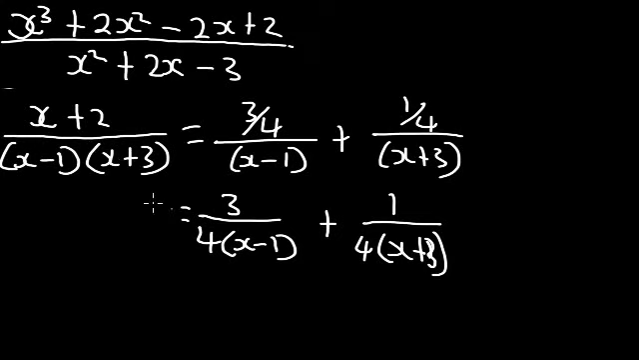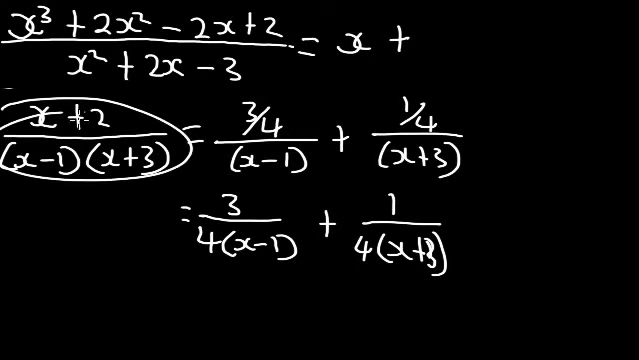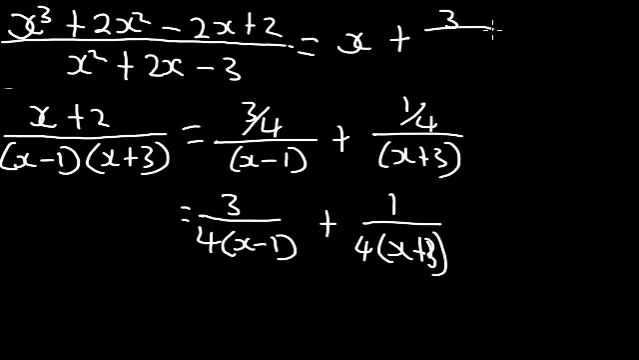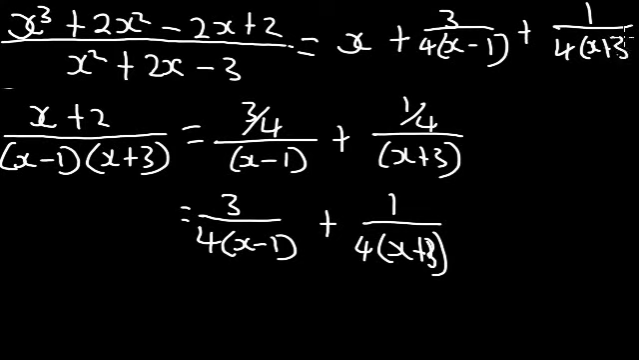So now I can write the final answer. Because this is not really our final answer, this is just the decomposition of the x plus 2 fraction. Now for the decomposition of this whole fraction, we need to attach the quotient. The quotient is x, don't forget, plus this one, which has been turned to this one. So we can write it as x plus 3 all divided by 4 in the bracket of x minus 1, plus 1 divided by 4 in the bracket of x plus 3. And that will be our final answer. Hopefully you understand that.